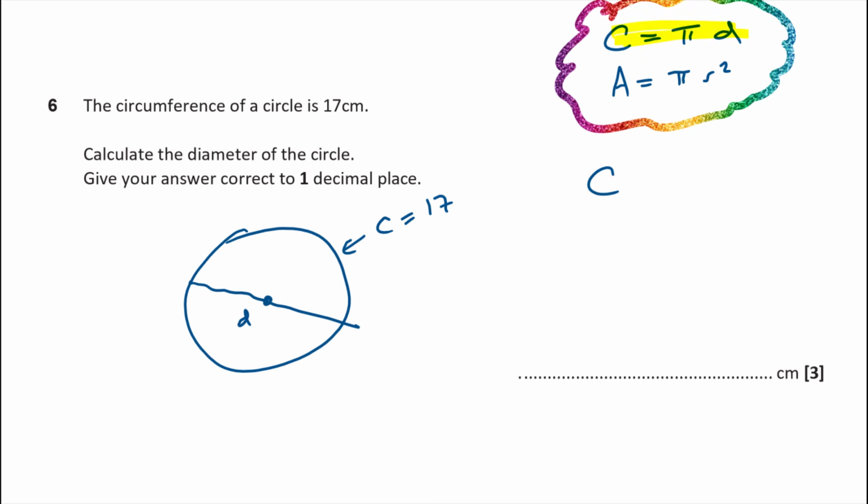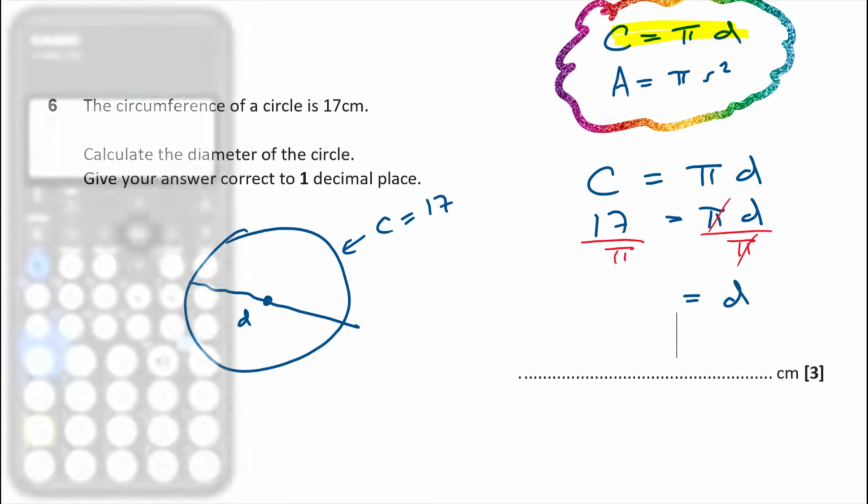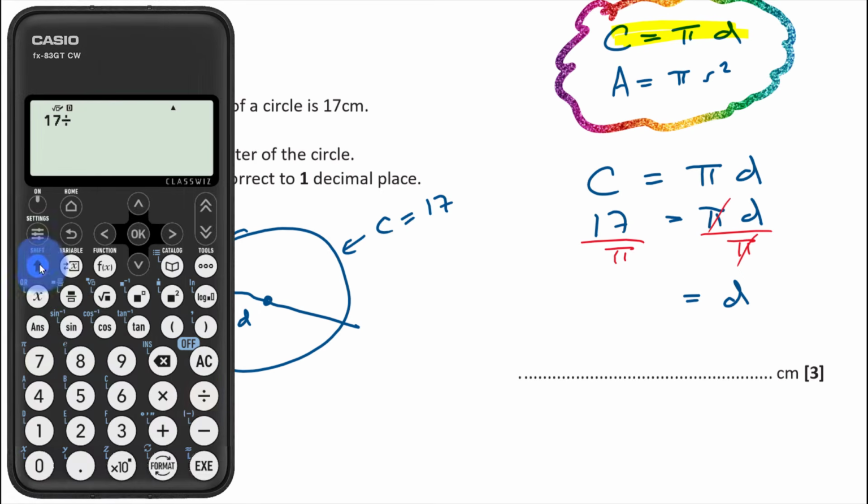So we know that C equals pi D. Now we know C is 17. So I've got 17 is equal to pi times the diameter. So if I want the diameter by its own, I need to divide both sides by pi, don't I? Okay, so they'll cancel. So that means that D is equal to 17 divided by pi. Now this is a job for my calculator. So typing into my calculator, 17 divided by pi. I'm going to use the shift key to access that pi symbol.